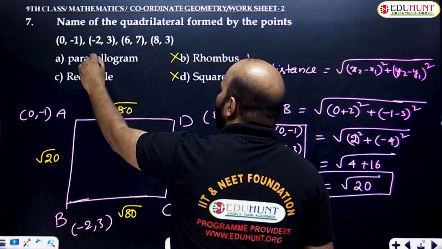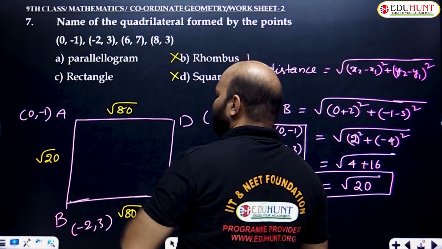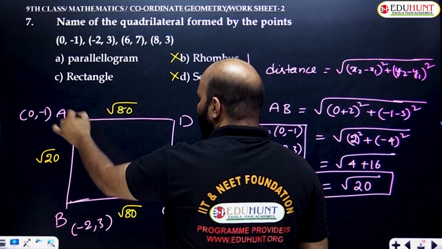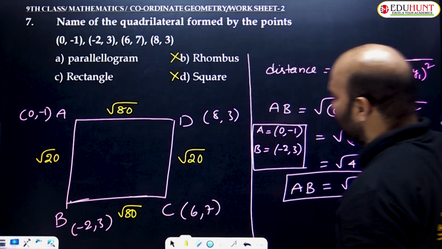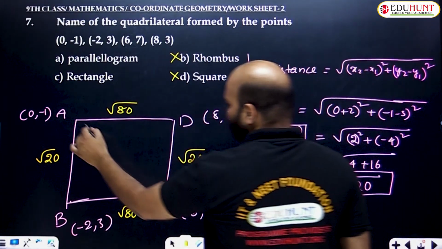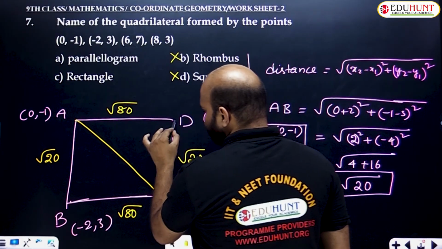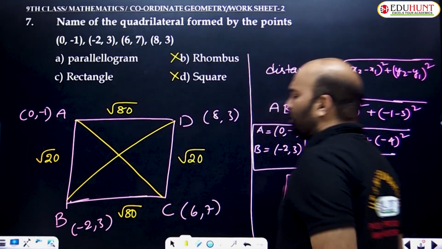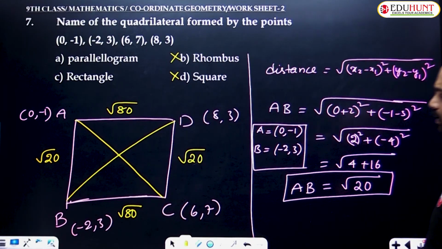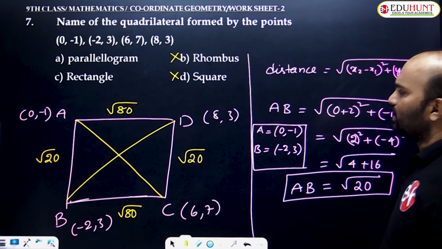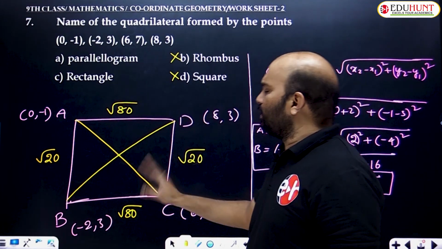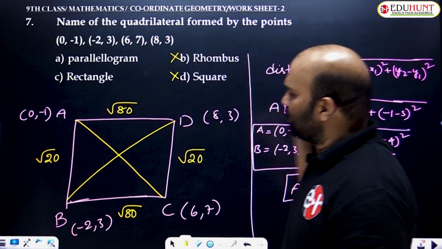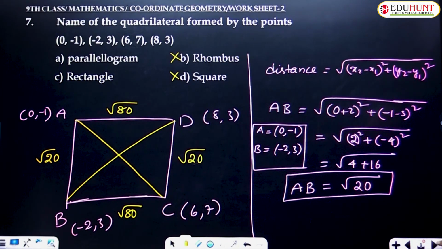In a parallelogram or rectangle, opposite sides are equal and parallel, but in a rectangle the diagonals are equal, whereas in a parallelogram the diagonals are not equal. So again we have to find the diagonals. AC and BD are the diagonals. Am I clear? So we need to find the distances AC and BD. If they are equal, it is a rectangle; if not equal, it is a parallelogram. That is the next check.